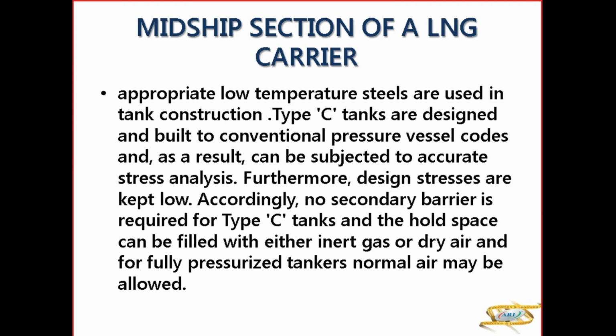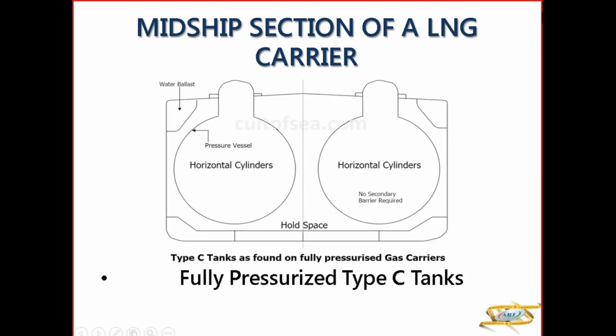There is no secondary barrier required in Type C vessel, which was required in other vessels. But here you don't have any secondary barrier. And the whole space can be filled by either inert gas or dry air. And for fully pressurized tankers, normal air can also be allowed. So these are your fully pressurized Type C. These are horizontal cylinders kept on your cradles. There is no secondary barrier requirement, because they are already at that pressure, and this is ambient temperature.